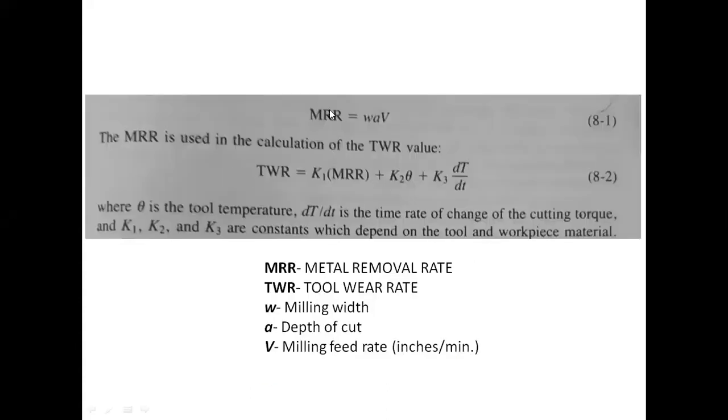You see, material removal rate, MRR, how is it calculated? When it comes to milling, it is the product of W, A, V. What are those? W is the milling width, the width of milling. A is the depth of cut you're giving. V is the milling feed rate, right? Inches per minute, as we talk about. How many inches the tool is moving? So you multiply the product of these three.